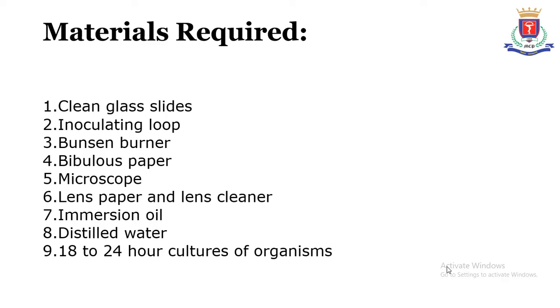So the list of materials required are here. First is a clean glass slide, then your inoculating loop, which is your nichrome loop, and a Bunsen burner in order to sterilize the inoculating loop. Blotting paper is the same as tissue paper or filter paper, and it is used to remove the excess of water or stain on the glass slide. Microscope, lens paper and lens cleaner.